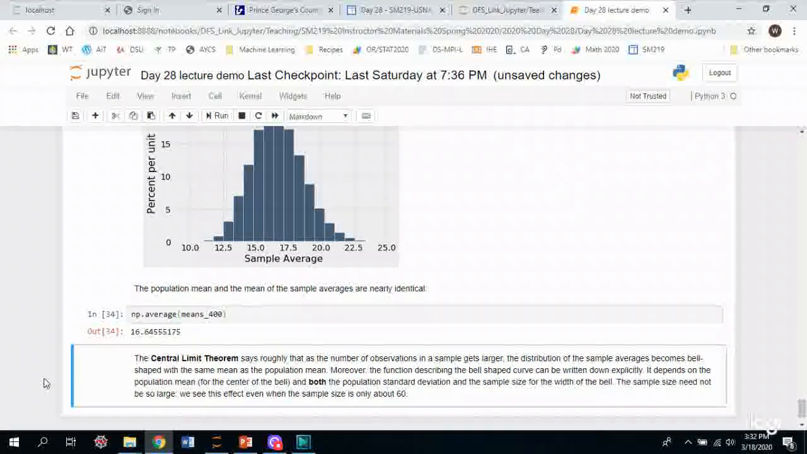The sample size need not be so large. We don't need to have 400 observations. We see this effect even when the sample size is only about 60. The central limit theorem is a very important theorem in probability and statistics, and we'll be applying it in the following classes.